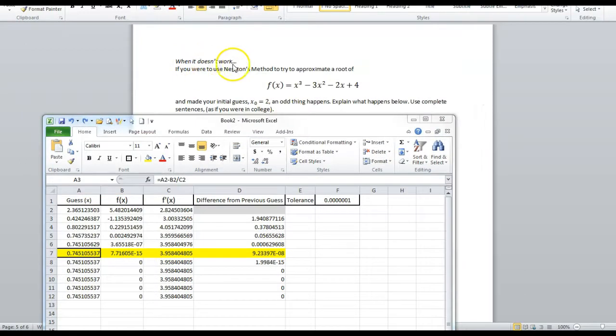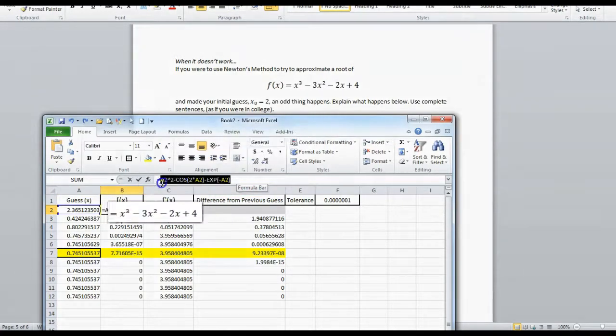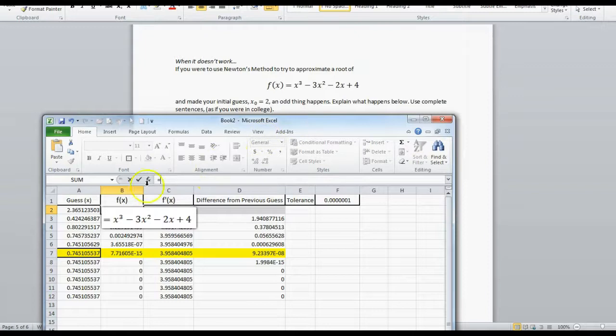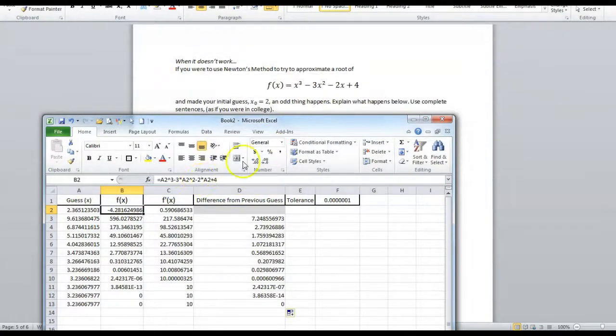Alright, so when you go down to the part when it goes wrong, your function changes. So it's no longer the function you had before. Now instead of this function, I have x cubed. So again, there's my x cubed. Okay, so I've updated it. So it's got the x cubed minus 3x squared minus 2x plus 4.